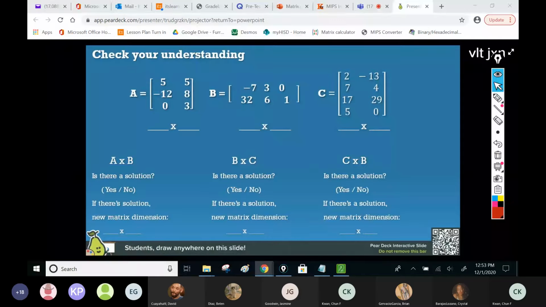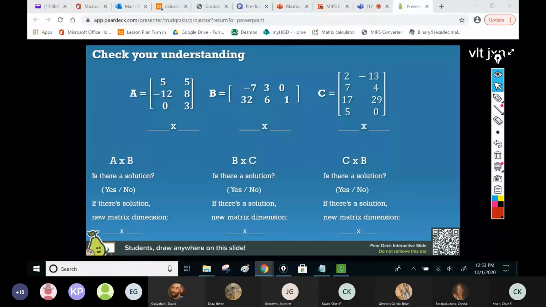All right, the rest of you guys give it a try. Alia, Francisca, Hammer, Gail, Crystal. All right, so if there's a solution, you have to figure out the new matrix dimension, which is going to be that. But if there's no solution, then forget about the new matrix dimension because you cannot get it.